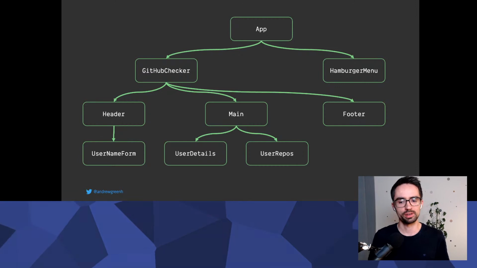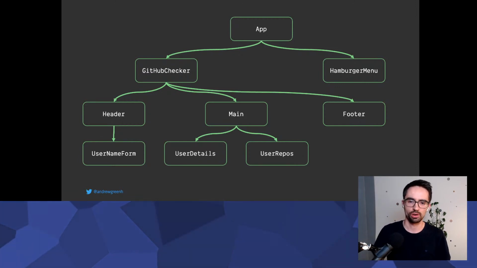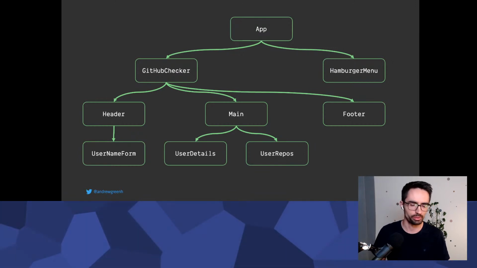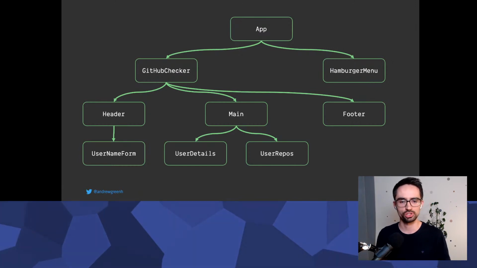Before we're going to talk about that, let's take a look at this demo application. So we have this application. All these little boxes are components in our application. So we have this app component. Probably every framework in the world has a top-level app component or a page or a root or whatever. And inside of that app component, we are rendering this GitHub checker, a header component, a username form, a main component, etc., etc.